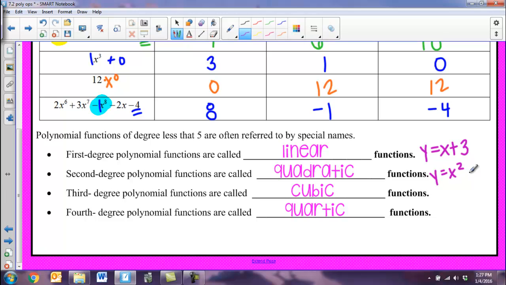Okay, second degree polynomials are quadratic, so we've seen those too. We have x squared minus x plus 2. Highest degree is 2, so it's a quadratic function. Then we have cubic functions, which again is a cube, and then quartic. You may not have seen quartic as much, but they're going to reference quartic. That's to the 4th power.